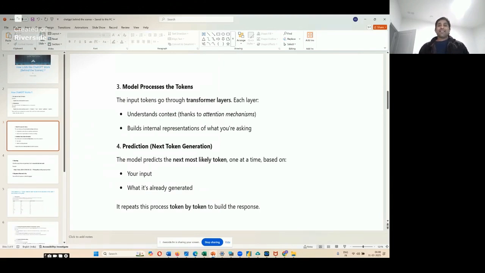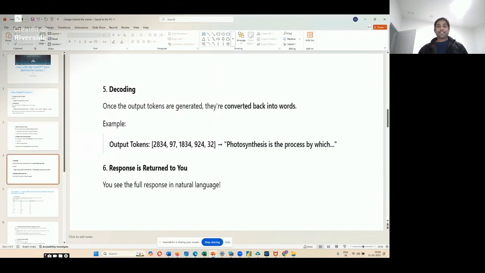Once it is done, it will do the prediction, that is next token generation. The model predicts the next most likely token. Based on your input sentence, it will see what the next immediate token should be. So it will consider your input and what is already generated. It repeats this process token by token to build the response.